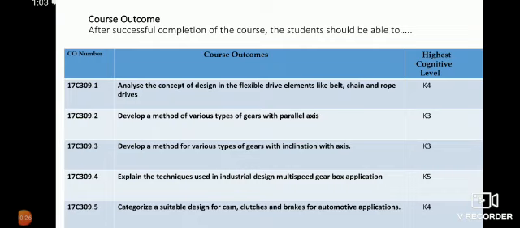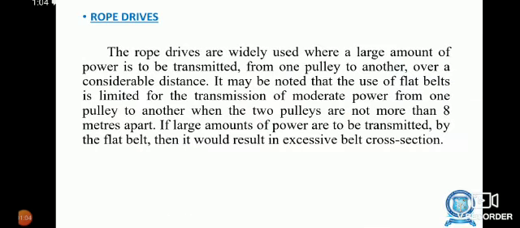After successful completion of the course, the students should be able to analyze the concept of design in flexible drive elements like belt, chain, and rope drives. The student should be able to develop a method for various types of gears with parallel axis. The student should be able to develop a method for various types of gears with inclination with axis. The student should be able to explain the techniques used in industrial design and multi-speed gearbox application. The student should be able to categorize the suitable design for cams, clutches, and brakes for automotive application.